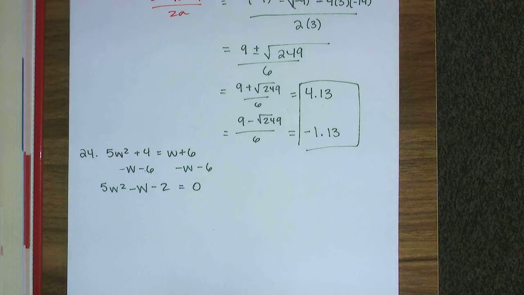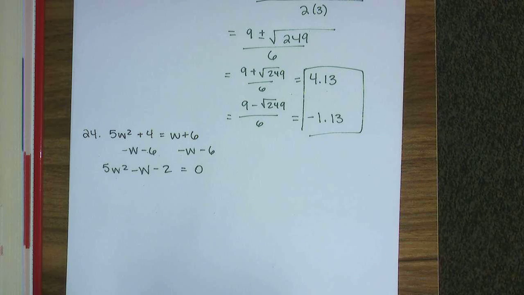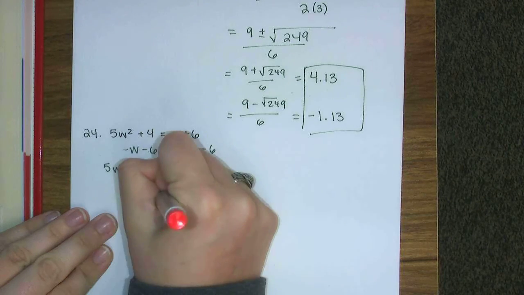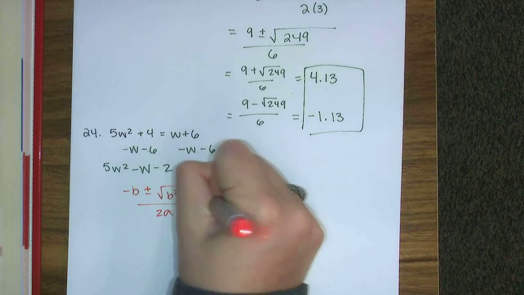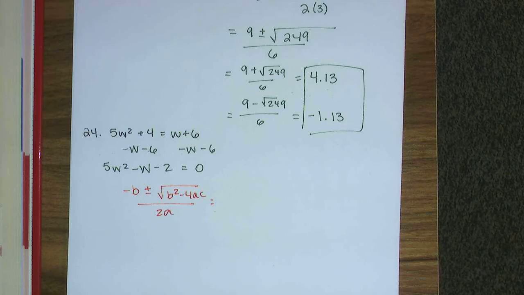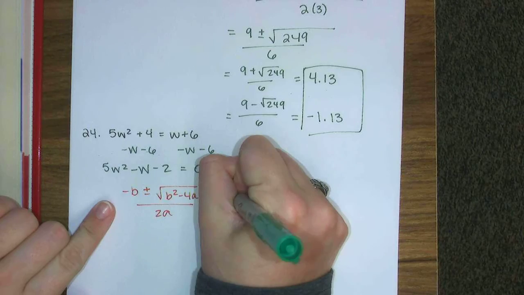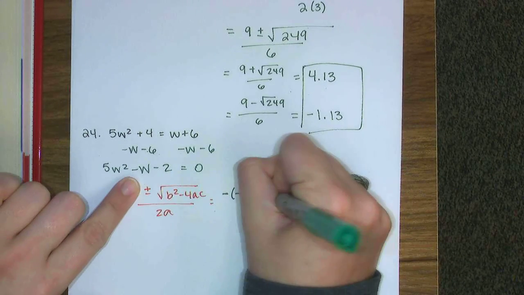Alright, so here we go. Chant it with me. Negative b plus or minus the square root of b squared minus 4ac all over 2a. Alright, so now b is negative 1 again, so b is yet again negative. So negative times negative 1 plus or minus the square root of negative 1 squared minus 4 times a is 5, c is negative 2, all over 2 times 5.